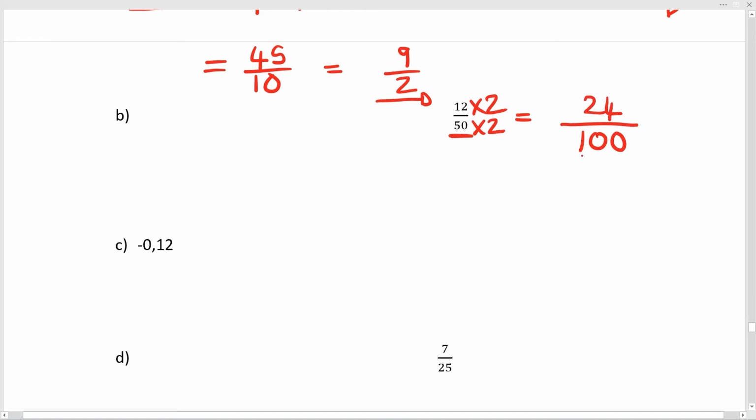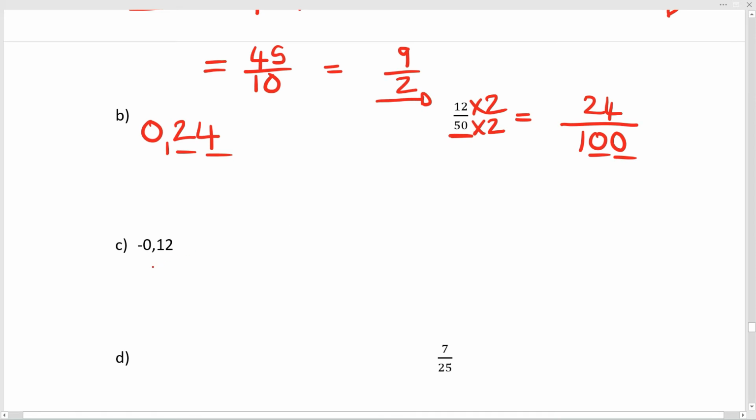24 over 100 is 0.24 because those digits are these digits. Okay, you can check these out on the calculator, but isn't that cool? It converts straight away if you get it into a fraction over 10 or 100 or 1,000.